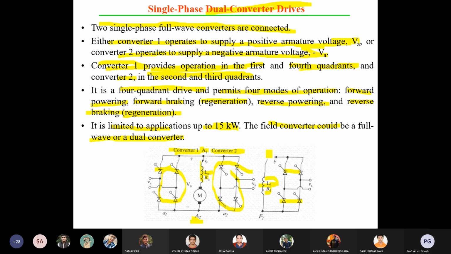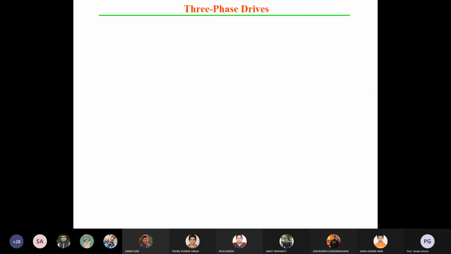So it's a separately excited motor. That's why the field is externally connected. There is no change for field reversal. Only the terminal voltage of the armature is changing. So based on that, the motor working has been changed.